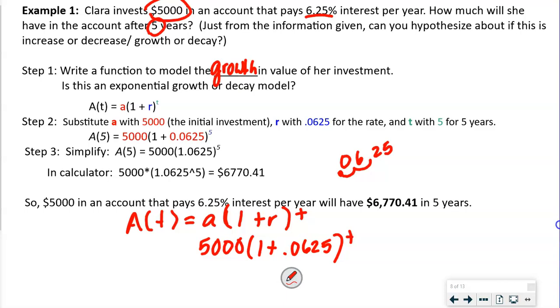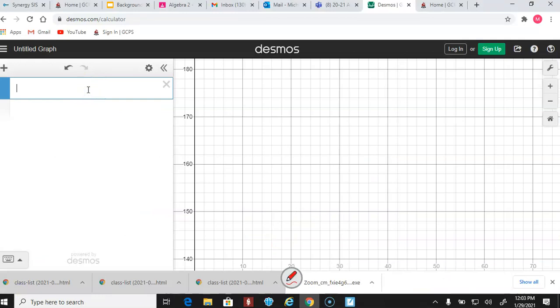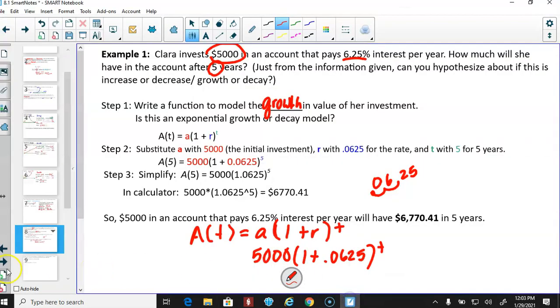Okay. So then we're just going to put those in, and I'll show you guys how to do this in decimals. So you guys are going to really love this. So we're going to put the 5,000, and then we're going to do 1 plus 0.0625, and we're going to take that to the 5th power, right? Notice it gives you the answer right there, $6,770.41, okay?